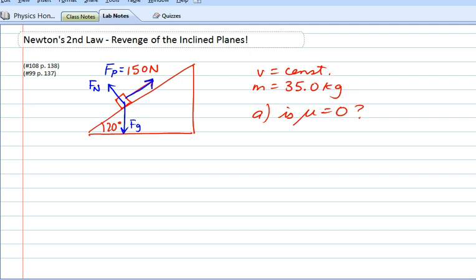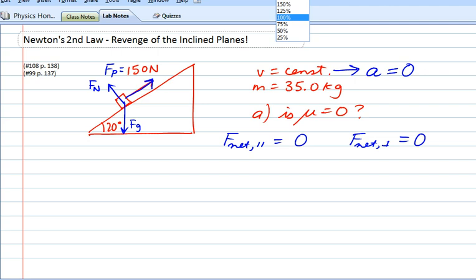And so this becomes a Newton's second law problem, and the tricky thing about this is to realize that if there's a constant velocity, what does that make the acceleration? Well, it's going to be zero, right? If the velocity is not changing, a is zero. So that means that the net force parallel to the incline will be equal to zero, and the net force perpendicular to the incline will also be equal to zero.